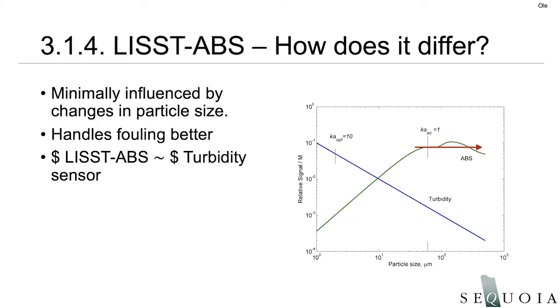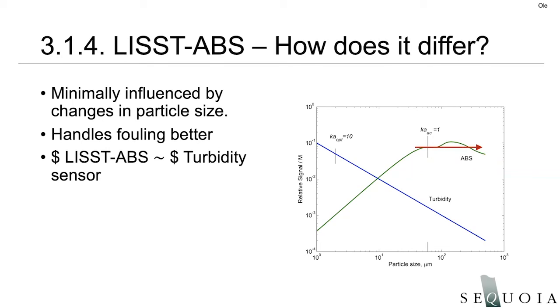So just to sum up, how does it actually differ from what is out there today from turbidity sensors? As we've hopefully explained, because of this region where the relative sensitivity of the sensor to changes in particle size is more or less constant and only changes with changes in concentration, it's minimally influenced by changes in particle size. Again, it's the green curve you see versus the blue curve, and the red arrow shows this transition regime that Wayne has described, where we have this fairly constant output from the sensor regardless of grain size. So it's minimally influenced by changes in particle size, and it obviously handles fouling better simply because it is acoustics.